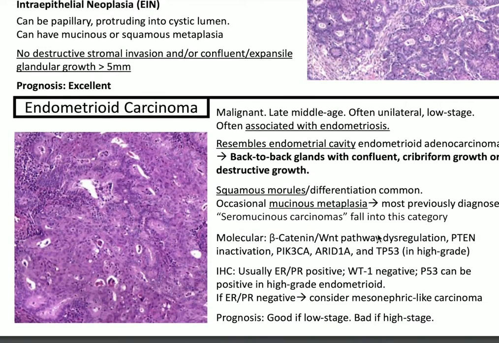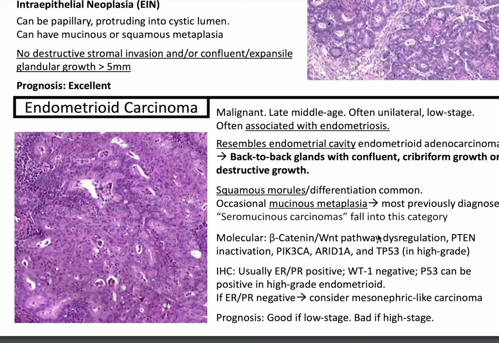Endometrioid carcinoma. This is malignant, usually in late middle age, often unilateral, low stage, and often associated with endometriosis, where it resembles your uterine endometrioid carcinoma, where you'll have back-to-back glands with cribriform growth, these meandering glands that never seem to end. It can have destructive growth, and you can have squamous morules or differentiation, just like your endometrial cancer of the uterus. And you can have occasional mucinous metaplasia, and most previously diagnosed seromucinous carcinomas fall into this category.